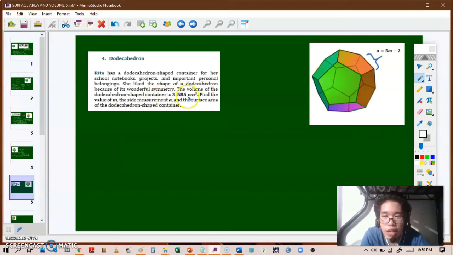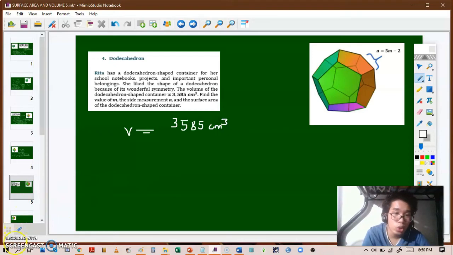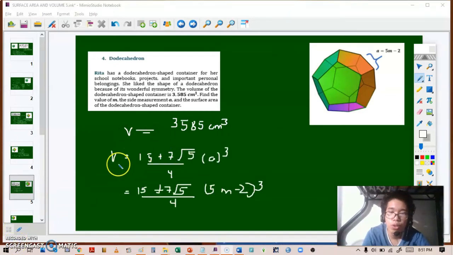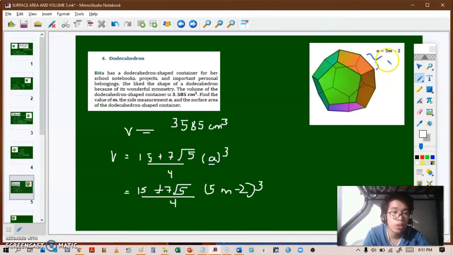Okay, so we're given here the volume. The volume of the dodecahedron-shaped container is 3,585 cubic centimeters, and we all know that the volume of a dodecahedron is equal to this formula: 15 plus 7 times the square root of 5, all over 4, times a cubed, where a is the congruent side measurement of the dodecahedron. And again, a dodecahedron has 12 congruent pentagonal faces.